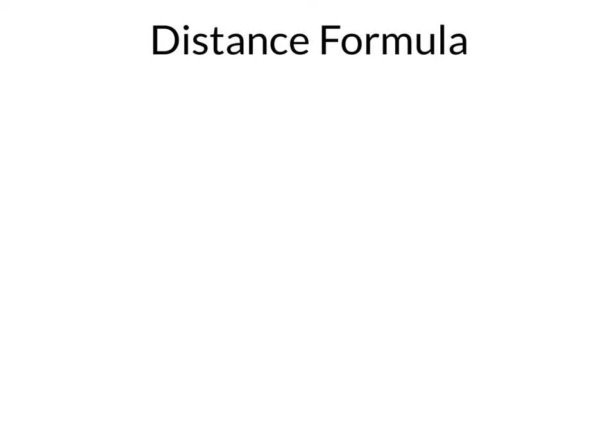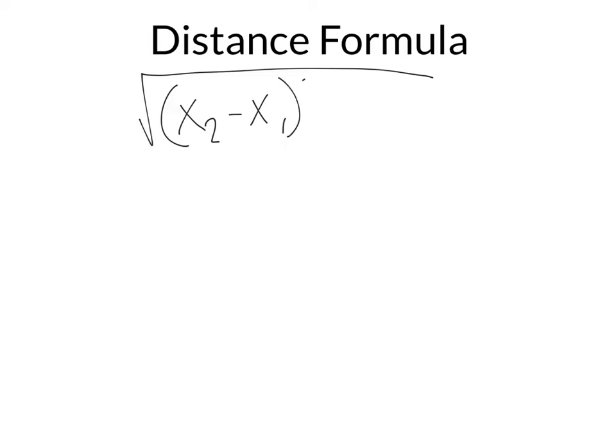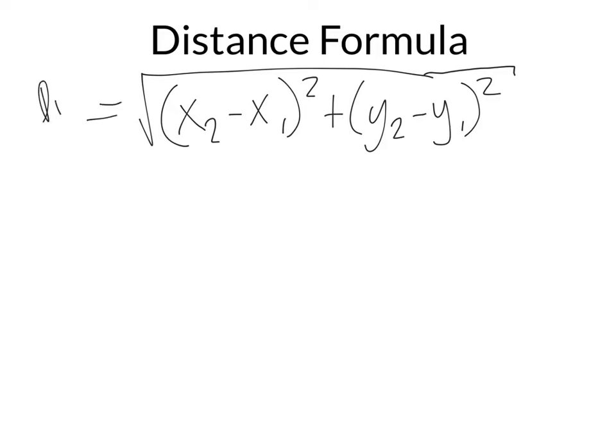Distance formula is actually very closely related with Pythagorean theorem. Our distance formula is x2 minus x1 squared plus y2 minus y1 squared, all inside of our square root. Okay? That'd be our distance. You can't really read that at all. There we go. Distance. Cool.